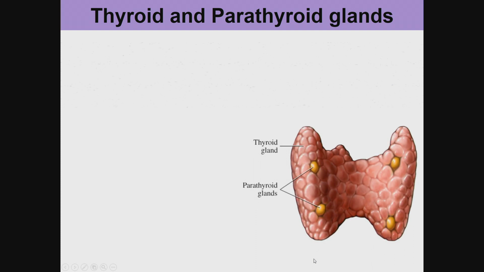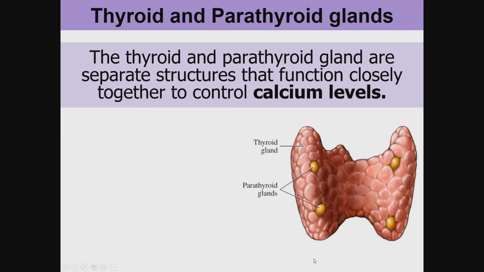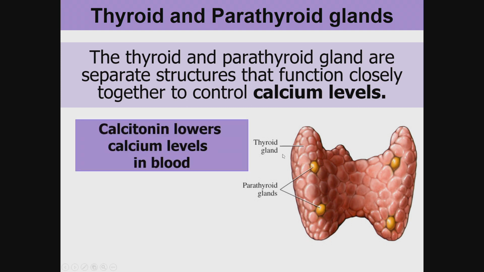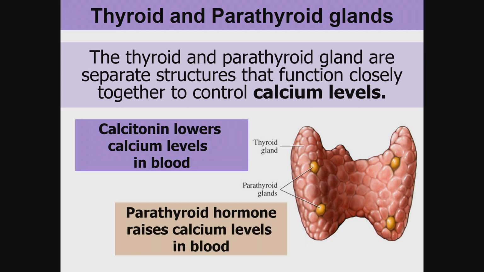Thyroid and parathyroid glands work together to control calcium levels. The thyroid gland releases calcitonin, which lowers calcium levels in the blood. We can remember this because calcitonin rhymes with calci-bone-in, which is where it puts the calcium into the bones. Parathyroid hormone raises calcium levels in blood, so it takes it out of the bones to put it into the blood.